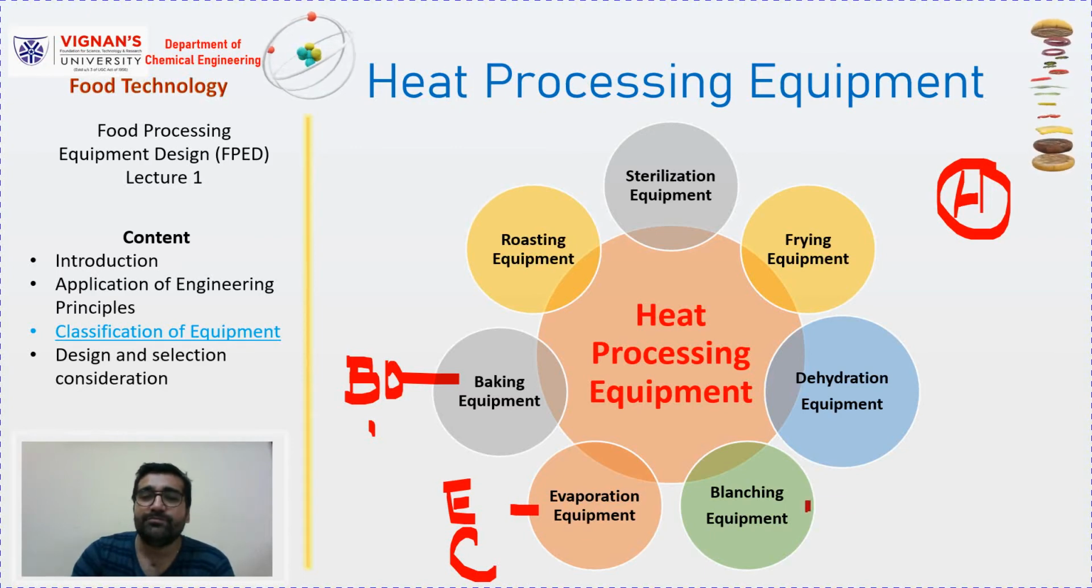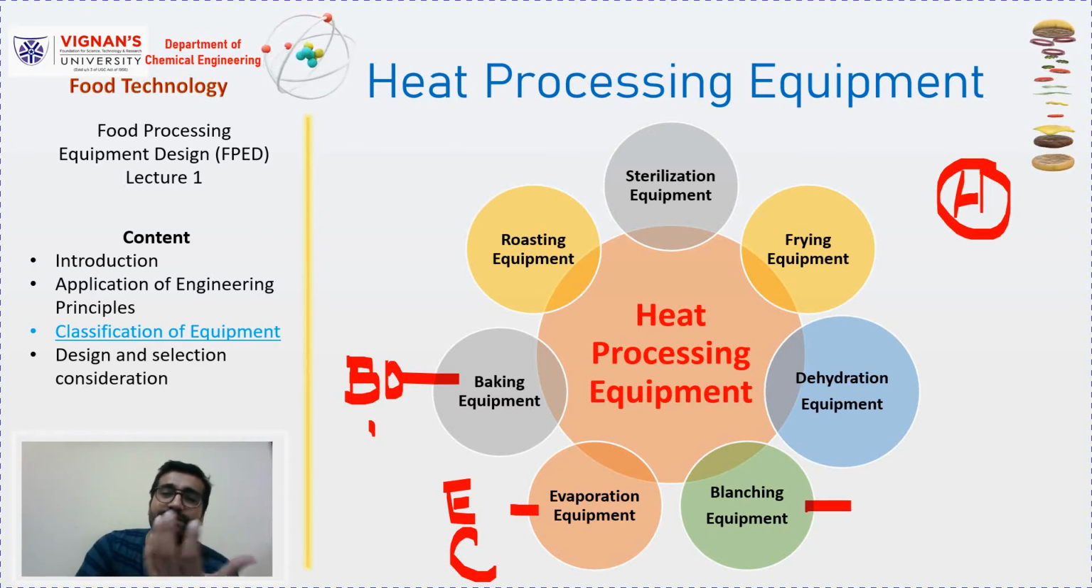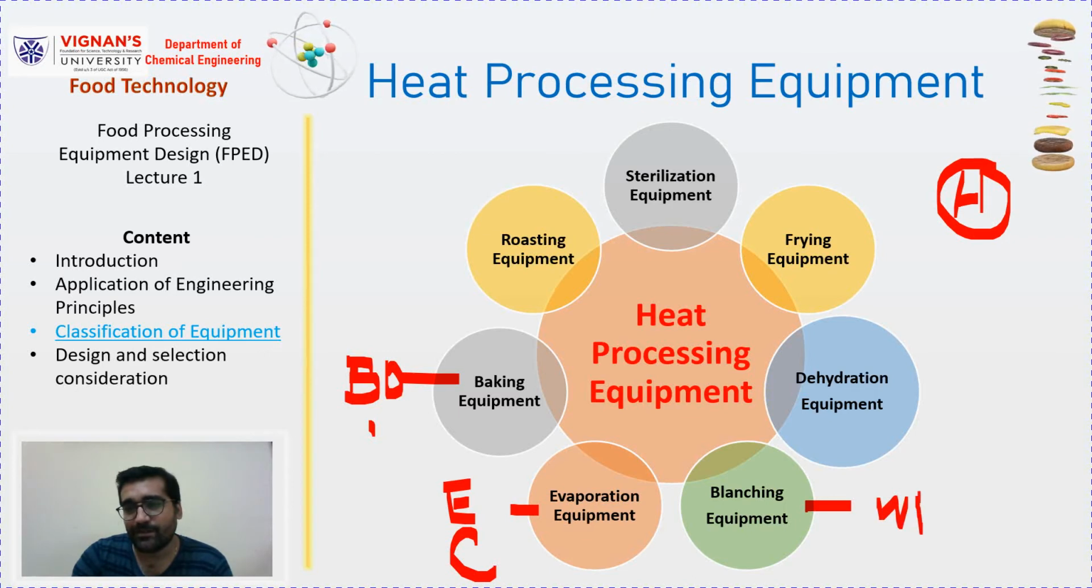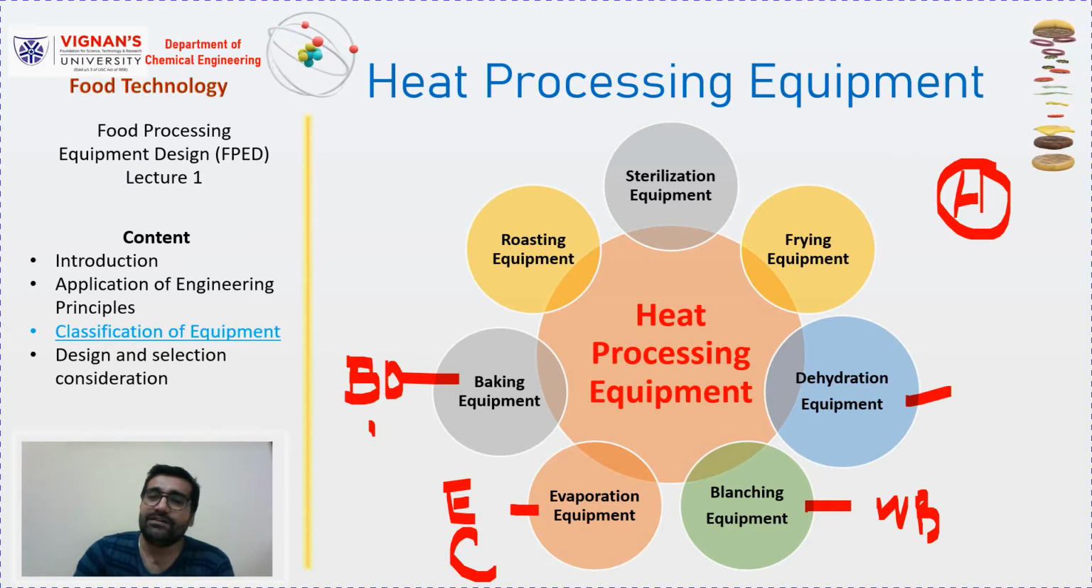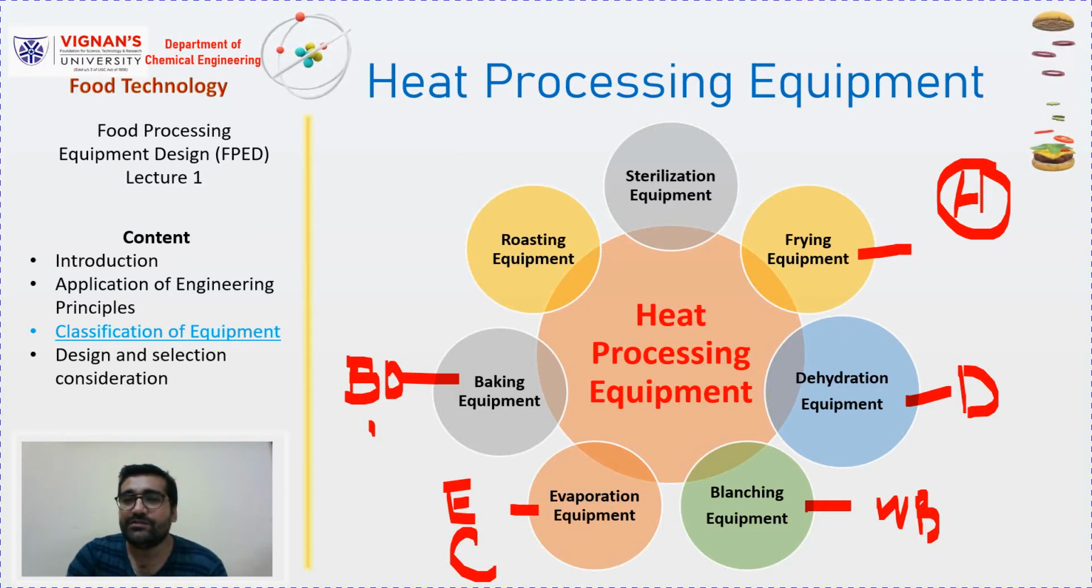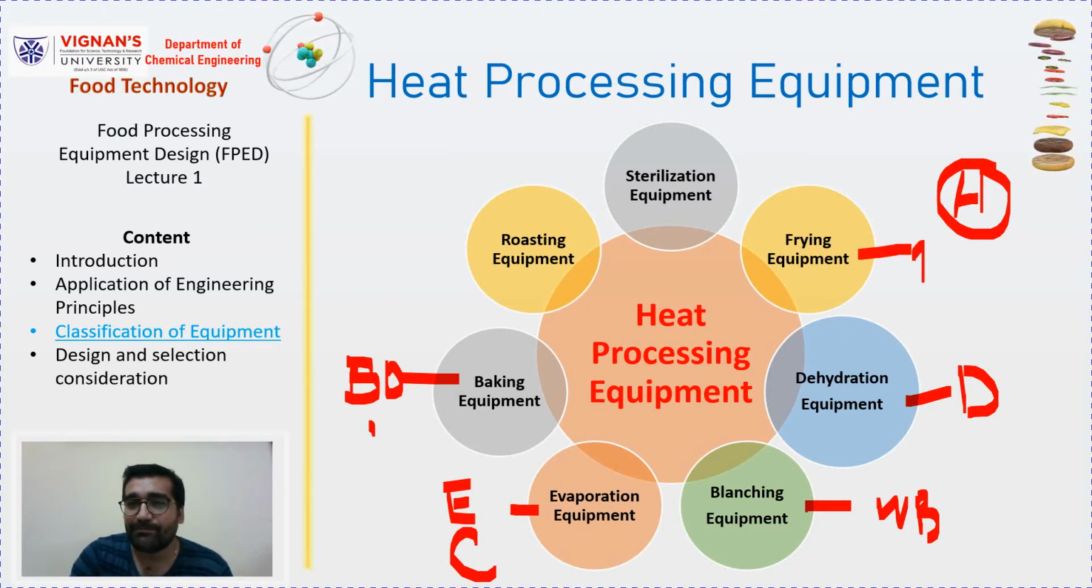Then come the blanching equipment, those used for blanching of the product. It is a primary operation, after which we'll go for other further operations. A water blancher can be an example of blanching equipment, in which heat is there. Dehydration equipment can be any type of dryer, conductive or radiative dryers. Any type of dryer can be a dehydrator. Then frying equipment is used to gain very high temperature for a very short time.